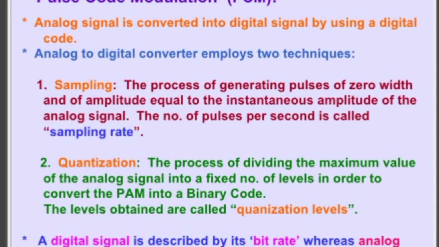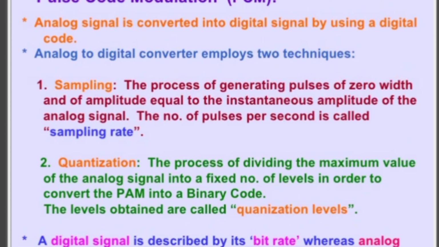Sampling is the process of generating pulses of zero width and amplitude equal to the instantaneous amplitude of the analog signal. The number of pulses per second is known as the sampling rate of the analog signal.